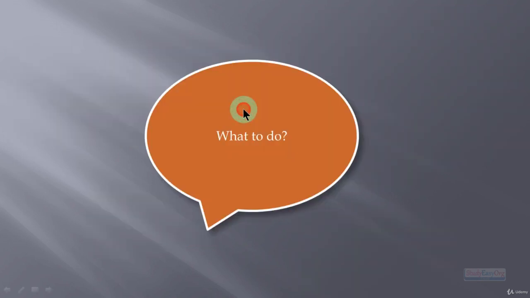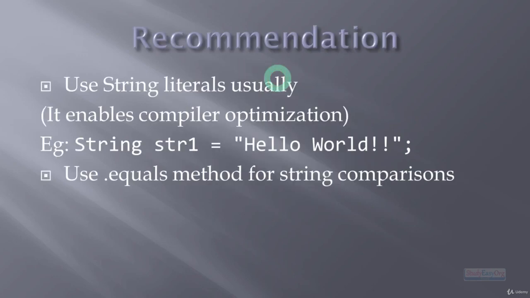Alright, so what to do, whether to use object notation or literal notation, when to use what? In the general scenario, use literal notation. That's the recommended way. It will enable the compiler to optimize our code. So whenever you are creating a string variable, directly use the literal notation, for example string str1 equals "hello world". This is the perfectly correct and recommended way. Creating a new object is not the recommended way, so go with the string literal notation.